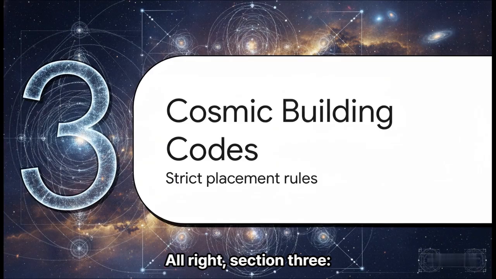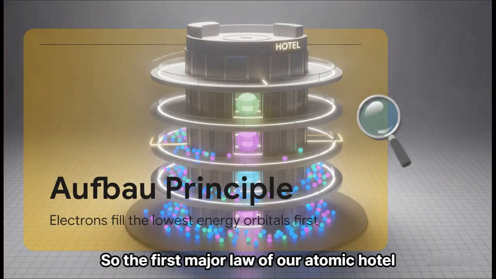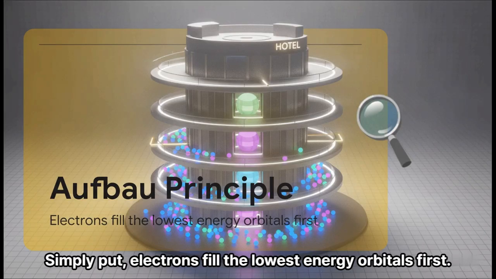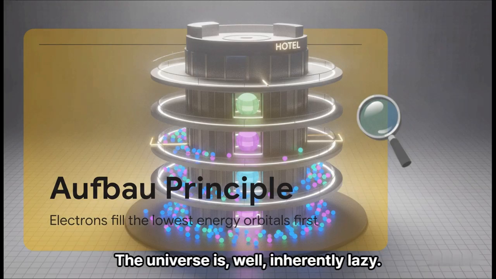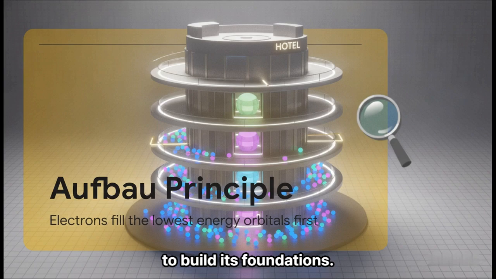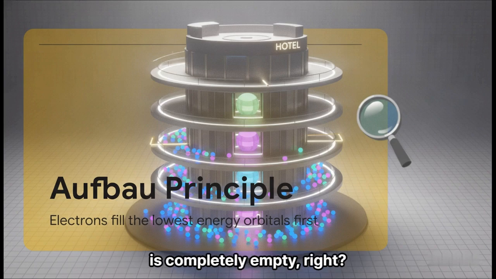All right, Section 3, the cosmic building codes, the strict rules of electron placement. So the first major law of our atomic hotel is the Aufbau Principle. Simply put, electrons fill the lowest energy orbitals first. The universe is, well, inherently lazy. It always seeks the lowest possible energy state to build its foundations. You obviously can't start booking guests into the penthouse suite if the ground floor is completely empty, right?